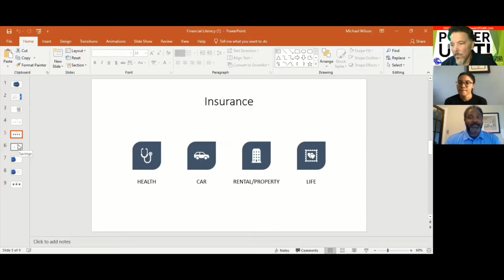There's a number of renters out there. The cost of a policy isn't that high. It's definitely under $100 a year, but it can be significant if your neighbor, for example, leaves the tub running and there's water damage all throughout your place.